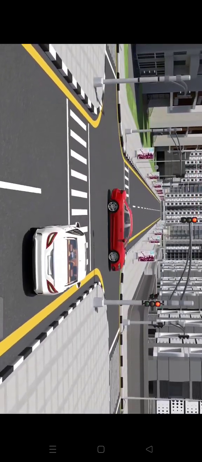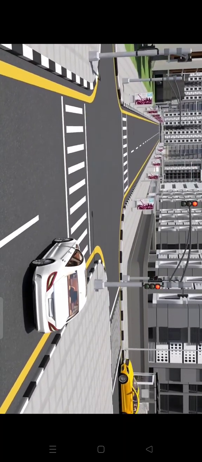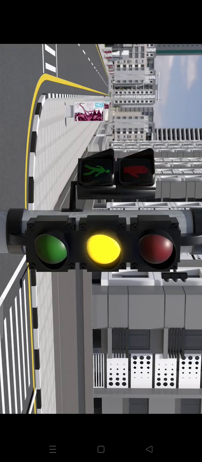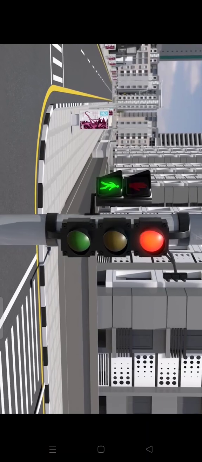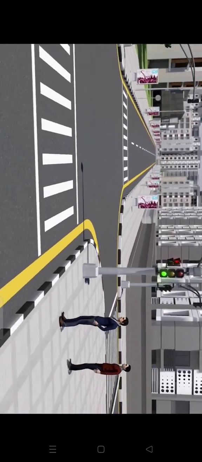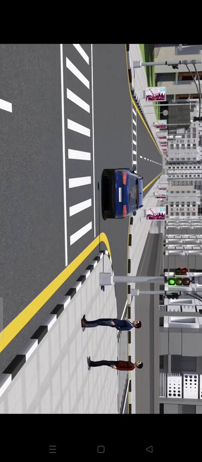The most important signs and markings at intersections. Traffic lights. Traffic lights are considered the second most important device used in traffic control after the policeman's traffic signals, whether for vehicles or pedestrians.